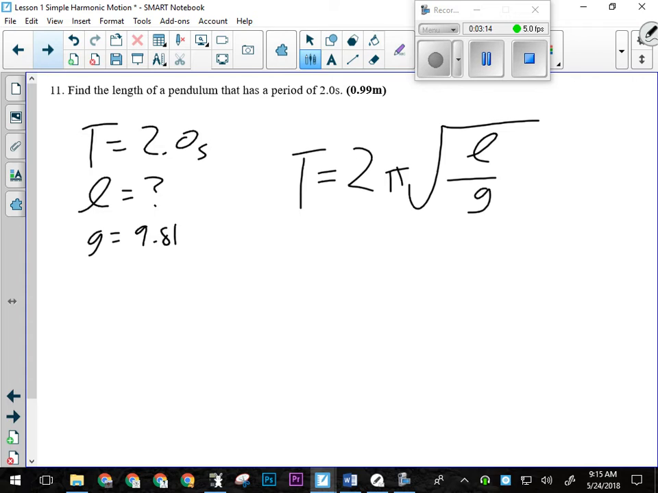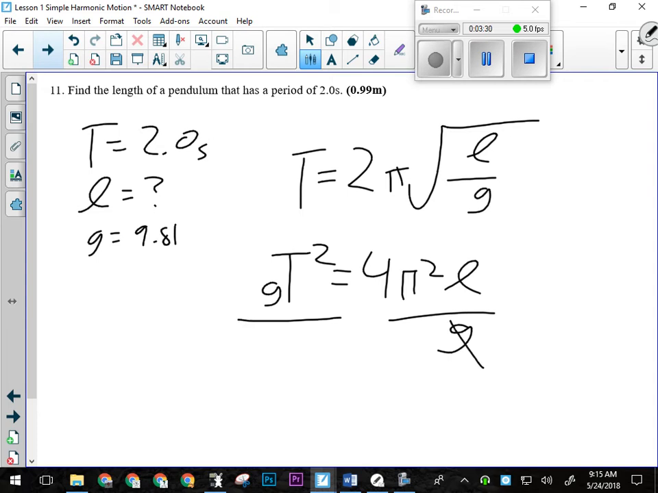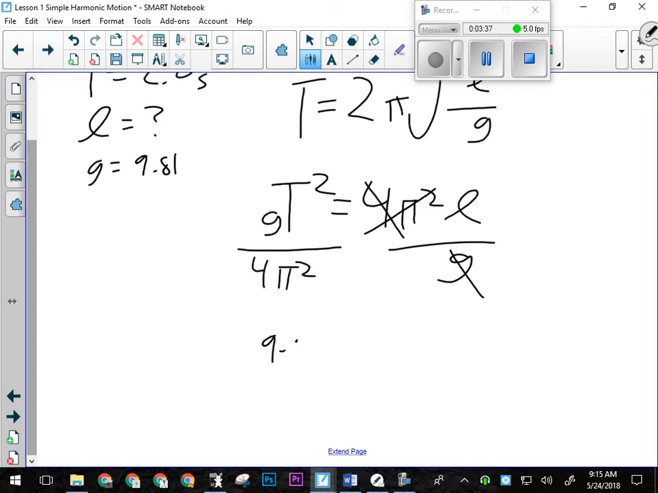If I want to solve for anything that's underneath this square root, what do I have to do to everything? Square it, right? I have to get rid of the square root sign. So I'm going to have T squared equals 4 pi squared times L over g. I'm looking for L, so I'll multiply both sides by g, divide both sides by 4 pi squared, and that'll leave me with L. So we'll have 9.81 times 2.0 divided by 4 pi squared.